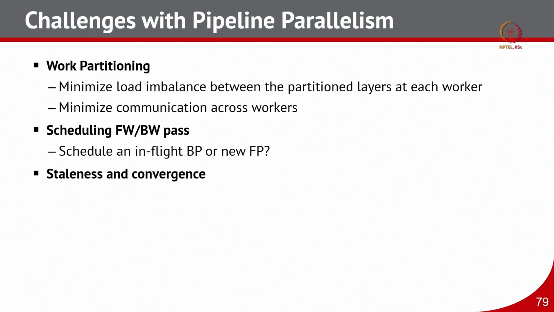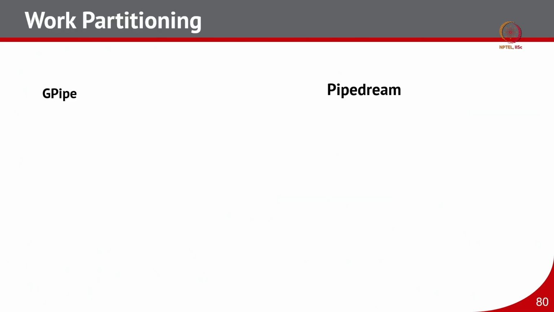Then the major challenge is scheduling the forward and backward passes. Should we schedule an in-flight backward pass or should we schedule a new forward pass? That is another challenge with pipeline parallelism. Of course, staleness and convergence is another challenge in pipeline parallelism.